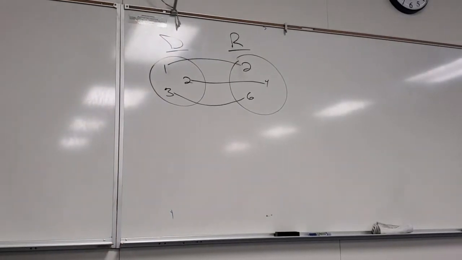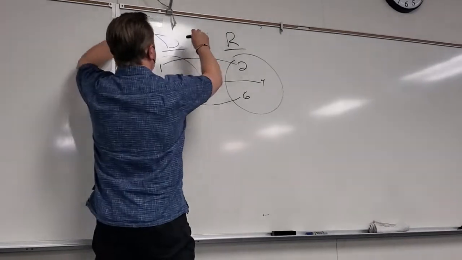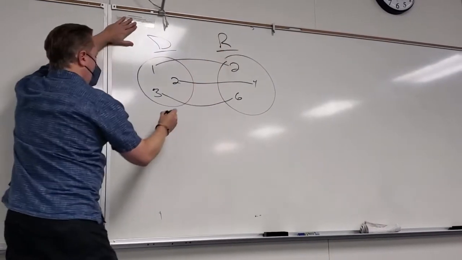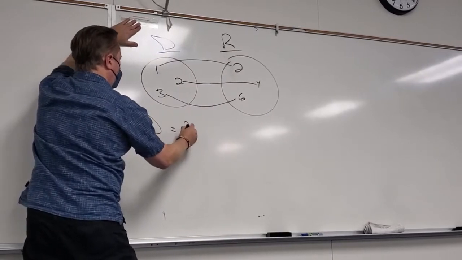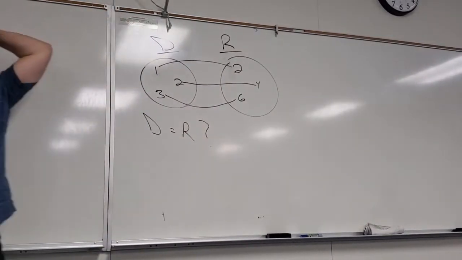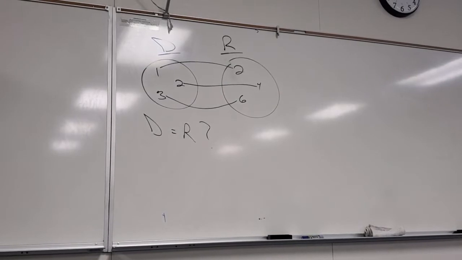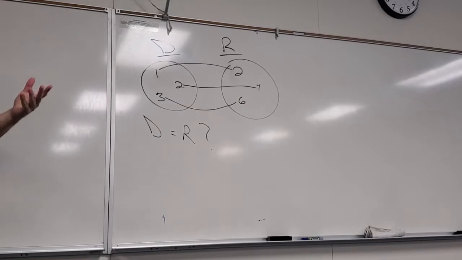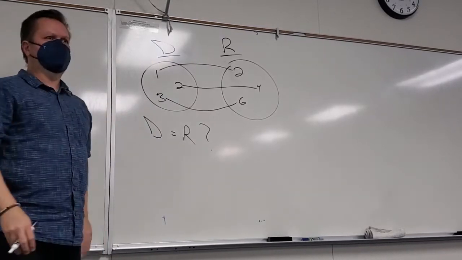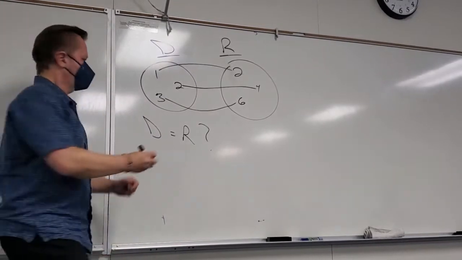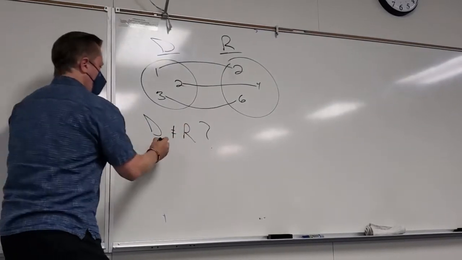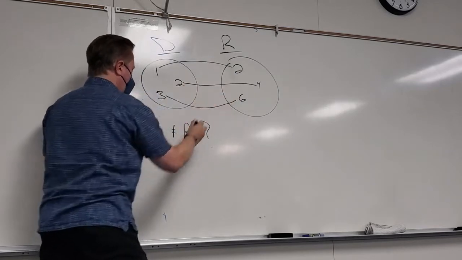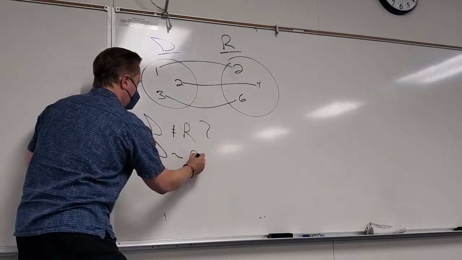Let's see. So let's say this is set D and this is set R. Is D equal to R? Are they equal to each other, the sets? Of course not, right? You guys with me? 1, 2, 3 is not equal to 2, 4, 6. Correct? Okay. But I can use a different symbol to recognize there is a one-to-one correspondence: D corresponds to R.